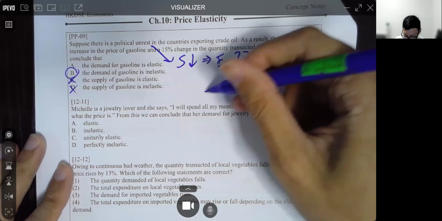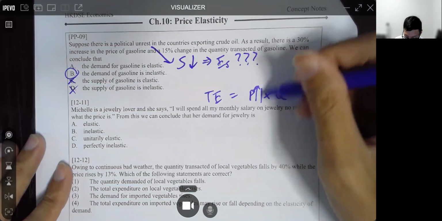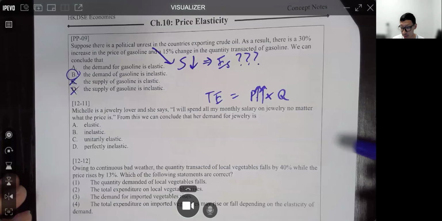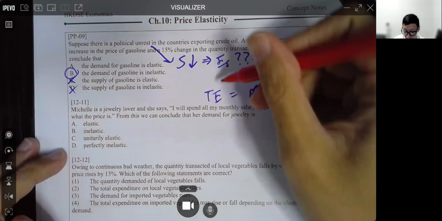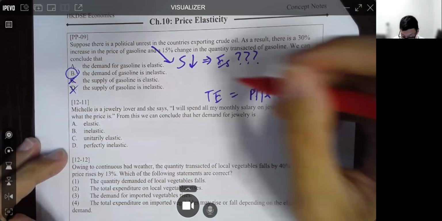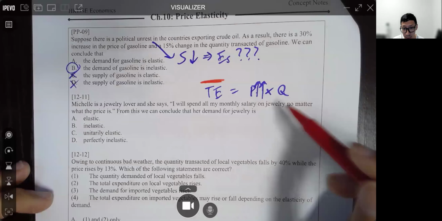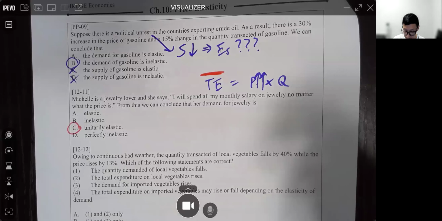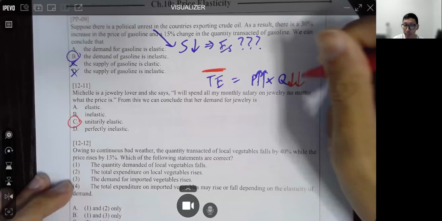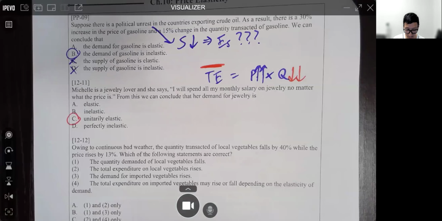Michelle, a jewelry lover, says, I will spend all my monthly salary, no matter how price changes. What does that mean? TE equals P times Q. No matter how price increases or decreases, she spends all of her monthly salary. Total expenditure remains unchanged. What do we call this? Unitarily elastic demand, because to balance this out, quantity needs to change by the exact same percentage.